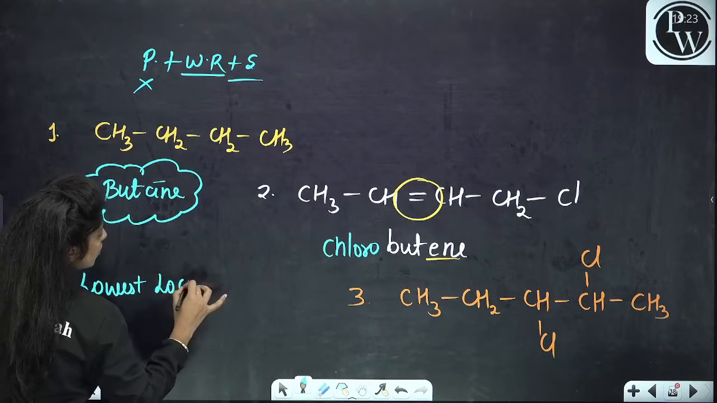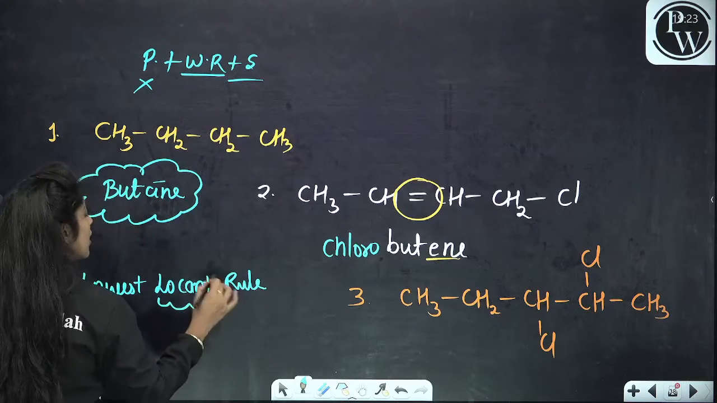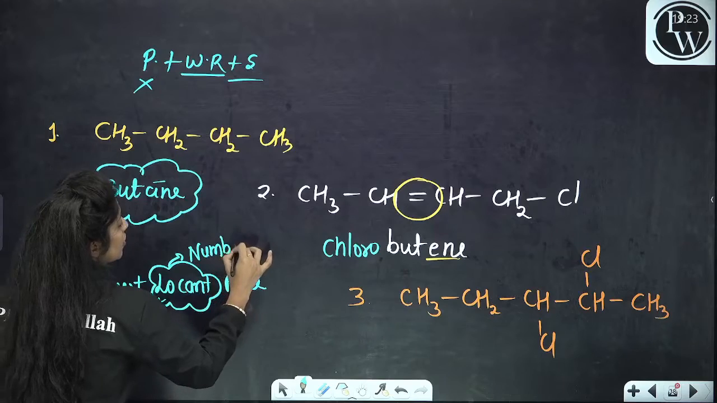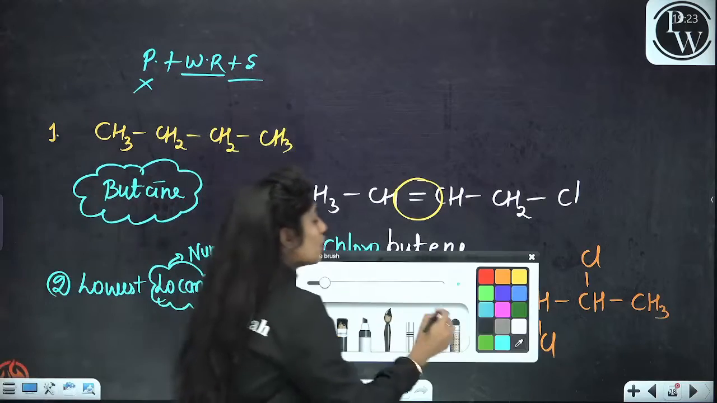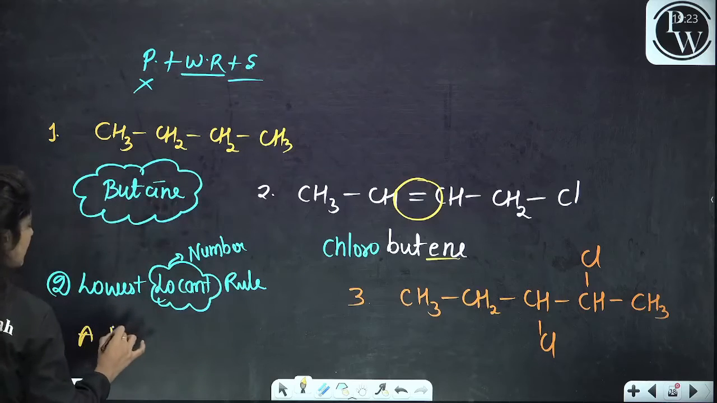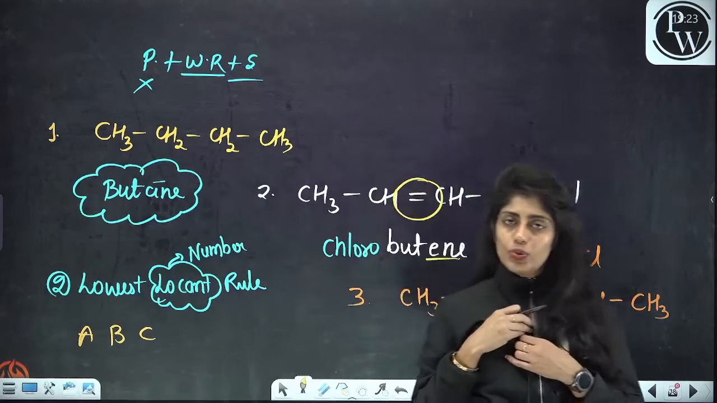Locant rule. Now what is this locant? Locant is nothing but the number. Okay. Now suppose you have 3 friends, A, B, C, and you are in trouble.